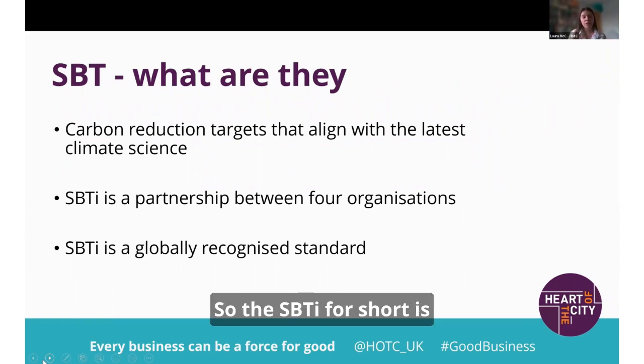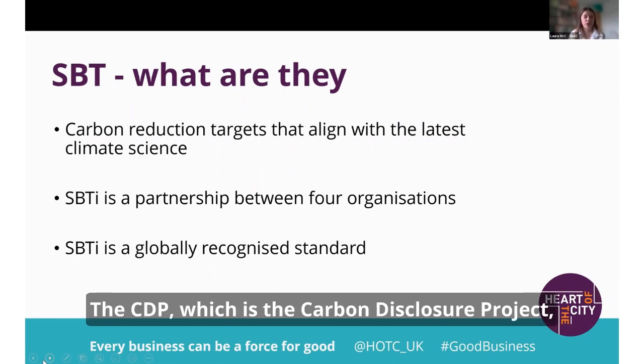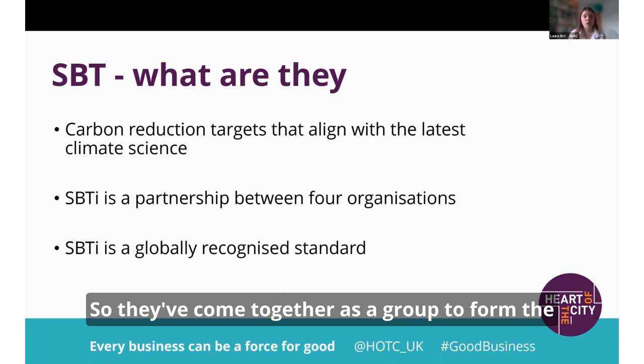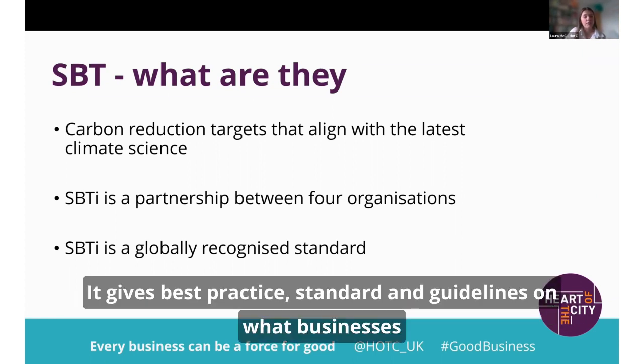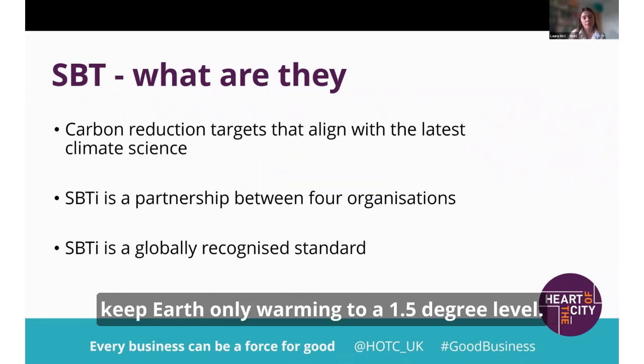So the SBTi for short is a partnership between four organisations: the CDP, which is the Carbon Disclosure Project, the UN Global Compact, WRI, which stands for the World Resources Institute, and WWF, the Worldwide Fund for Nature. They've come together as a group to form the SBTi, and that's exactly what the group does. It gives best practice, standards and guidelines on what businesses can do to align with the latest climate science to keep Earth's warming to only a 1.5 degree level.